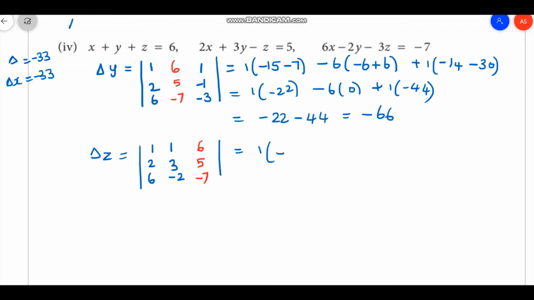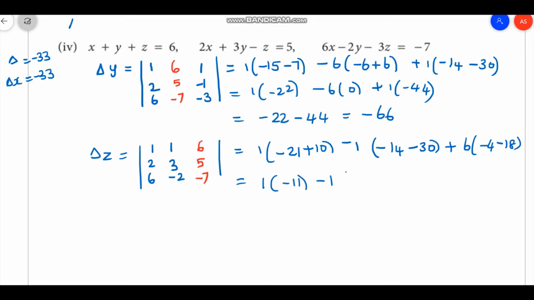So 1 into minus 21 plus 10, minus 1 into minus 14 minus 30, and plus 6 into minus 4 minus 18. So which is equal to 1 into minus 11, minus 1 into minus 44, plus 6 into minus 22. So which is minus 11 plus 44 and minus 132. So what is the final answer? The final answer after simplification gives us minus 99.